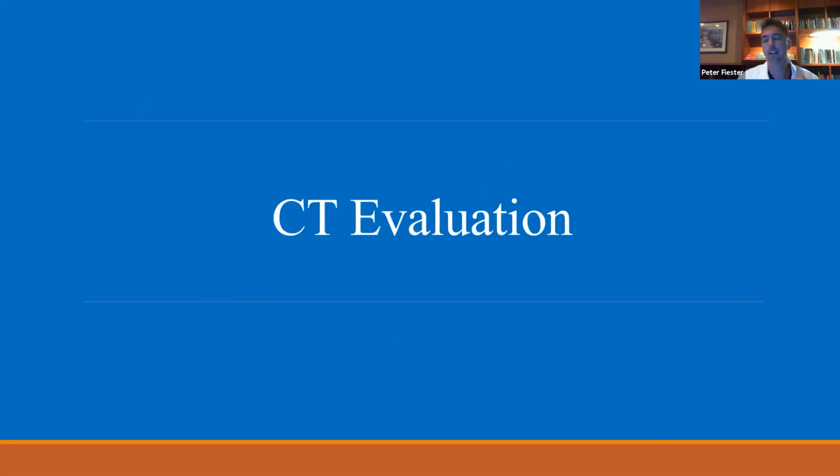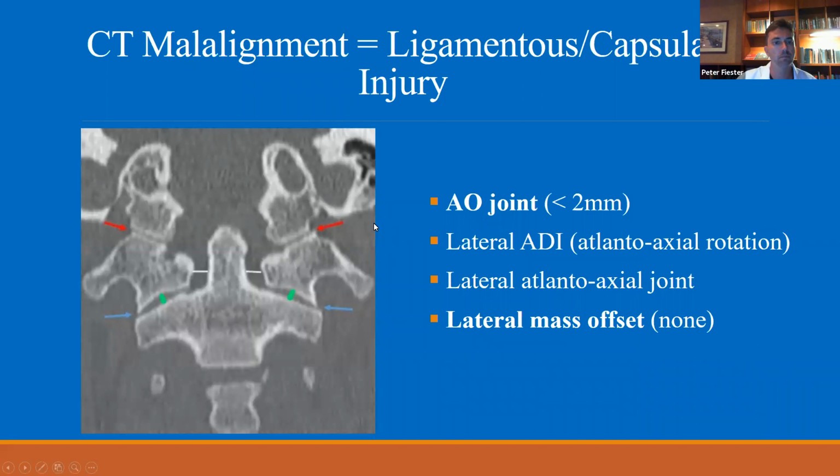So how do we take that anatomy and apply it to our patients, apply it to our imaging? Well, we can apply it in terms of CT evaluation and then MRI evaluation. So we start with CT evaluation. This is a good coronal CT, and I prefer a coronal CT to look at craniocervical junction anatomy. It just lays out the joint spaces and anatomic spaces really nicely.